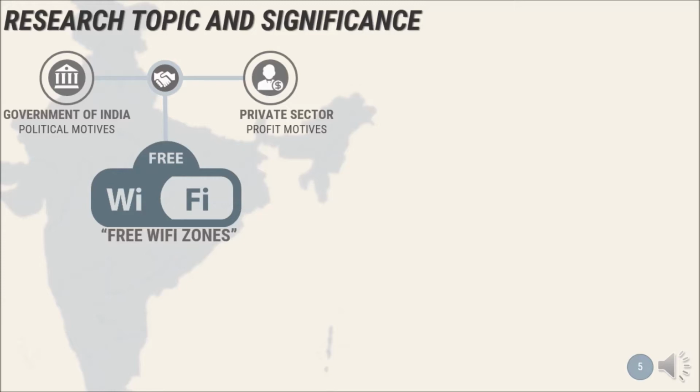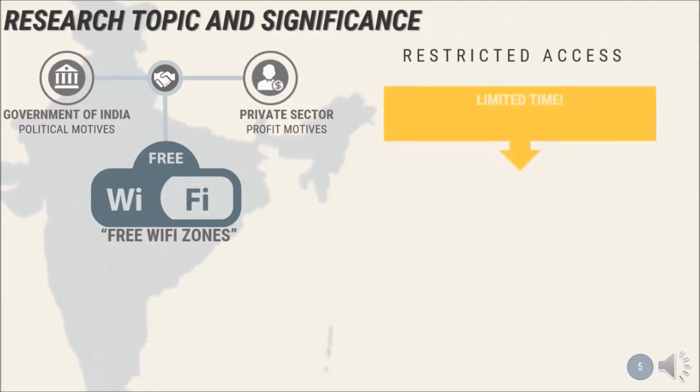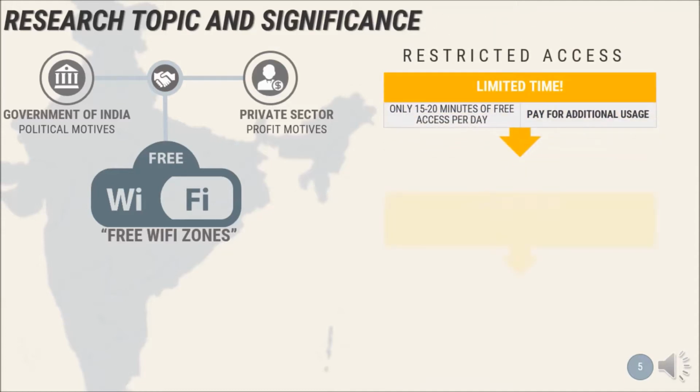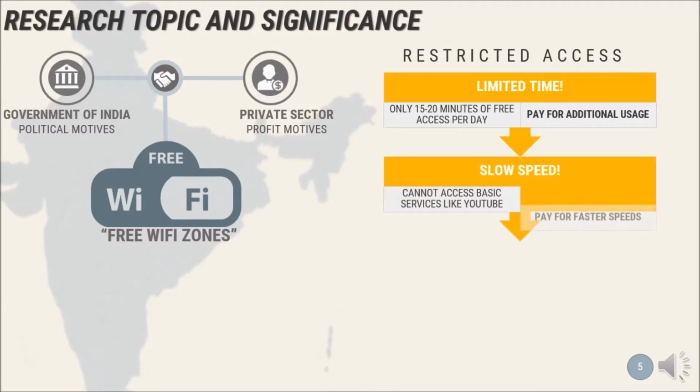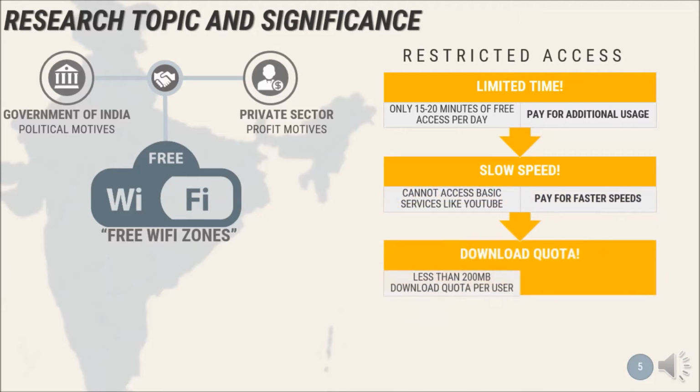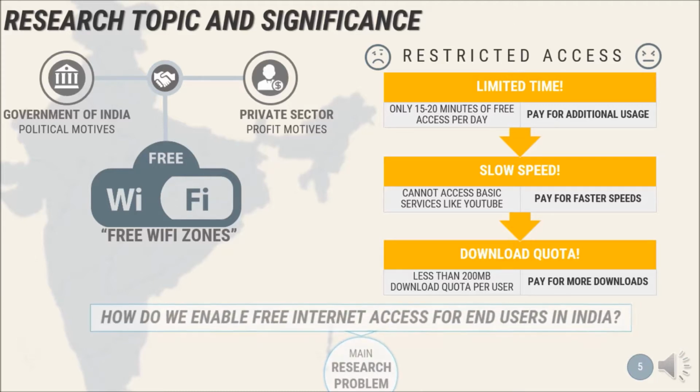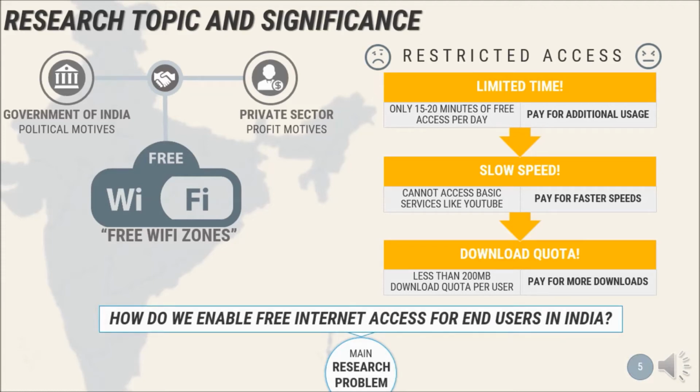After starting free Wi-Fi zone, the company offers free Wi-Fi for just 10 to 15 minutes per day at very slow speeds. You cannot even stream a video on YouTube or call a friend on Skype. To get more than 15 minutes of free internet access per day at bearable speeds, users need to pay an extra fee, which defeats the purpose of addressing affordability. This brings us to our main research problem. How do we enable free internet access for end users in India without such restrictions?